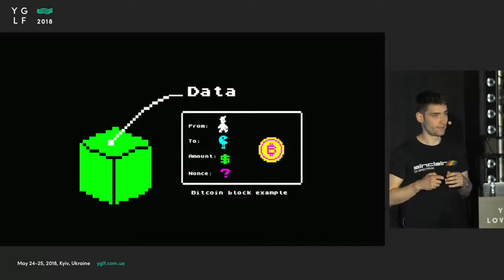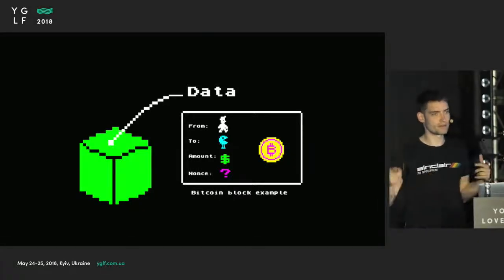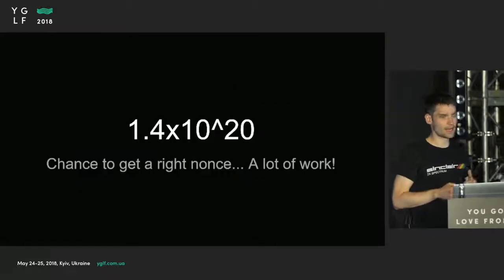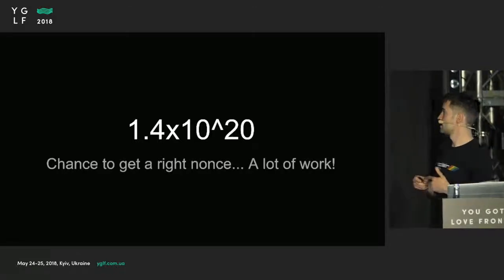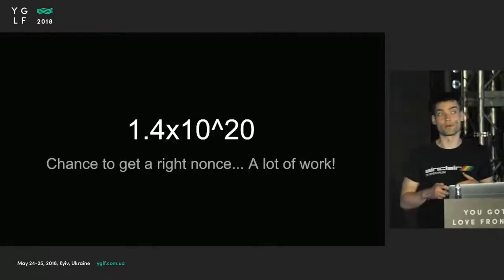And if it's not correct, if there are no 18 zeros in the beginning, then you try nonce number 2, 3, 4, 5, 6, 7, and so on. Then the chance to get a valid nonce is like 10 to the power of 20, which is really a lot of work.